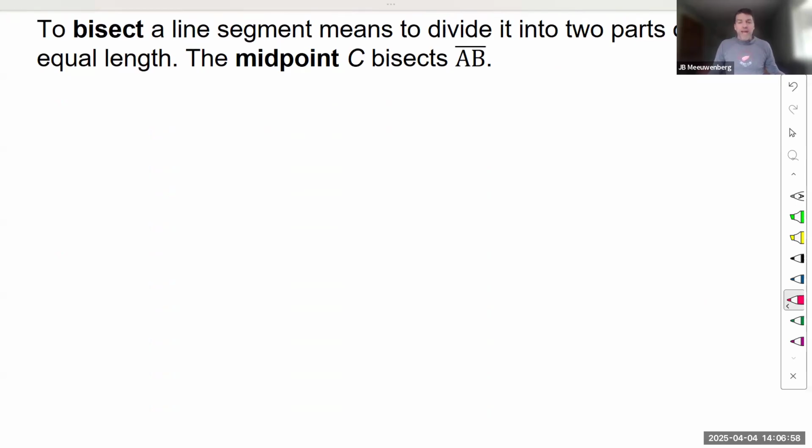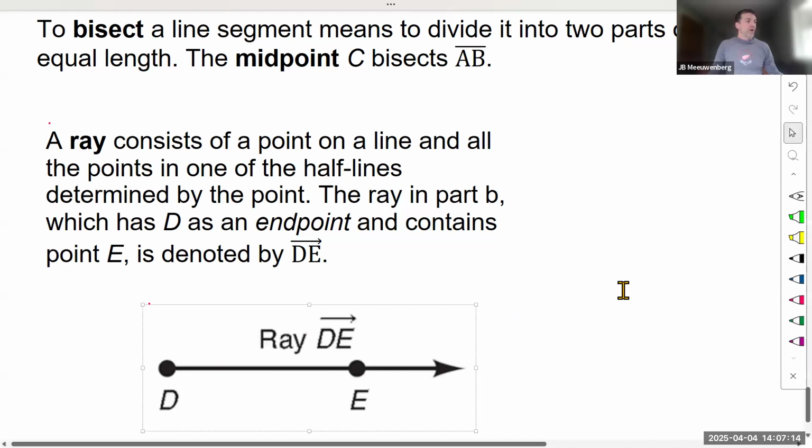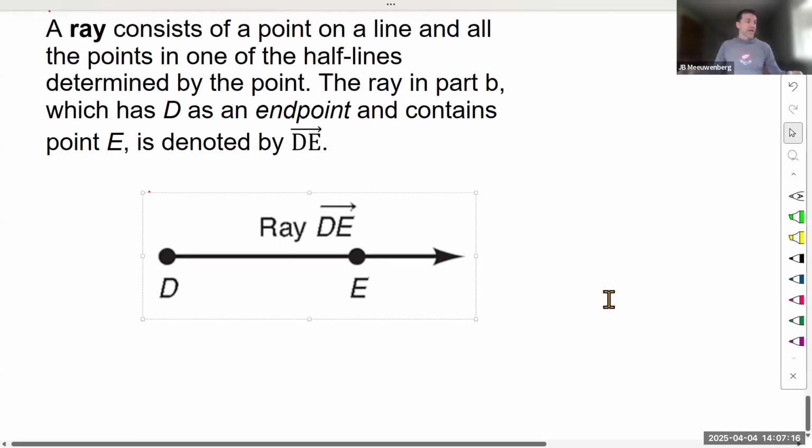Sometimes we look at a line that is only going in one direction, and we call that a ray. So it extends in one direction. The ray consists of a point on a line and all the points in one of the half lines determined by that point, right?